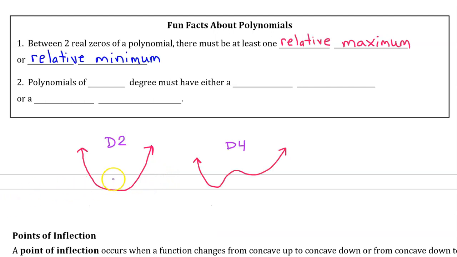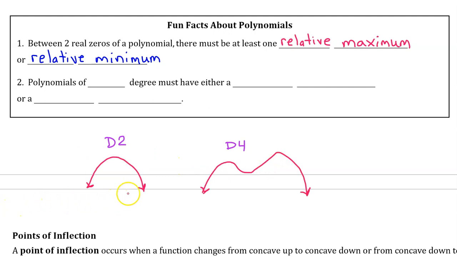For a polynomial with even degree, the end behavior on both sides is always the same. So, for example, here's a polynomial of degree 2. Notice it rises on the left and the right. Here's another even degree polynomial, degree 4. This one rises on the left and rises on the right. The only other option is to be falling on the left and the right.